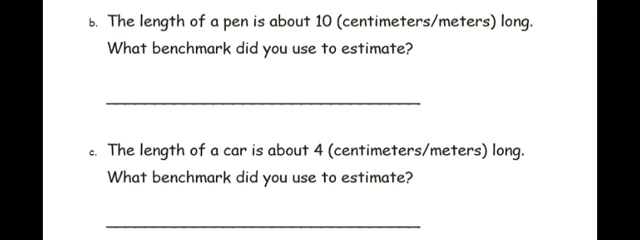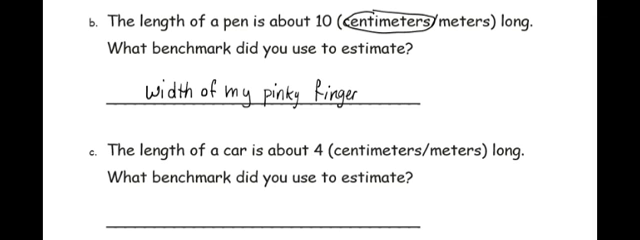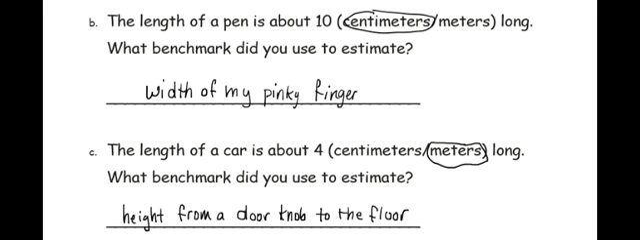It is reasonable to think that the length of a pen would be about 10 centimeters long, not 10 meters long. And again, that benchmark for centimeters would be the width of my pinky finger. And the last question, the length of a car is about 4 meters long compared to 4 centimeters. And the benchmark again would be the height from a doorknob to the floor. So that's how we can use benchmarks to help us remember and estimate length measurements.